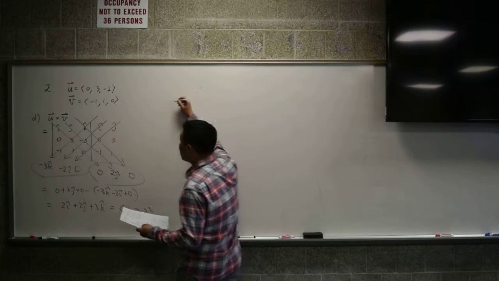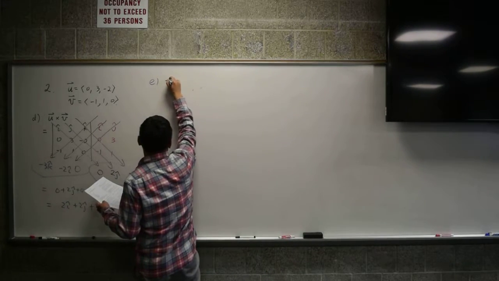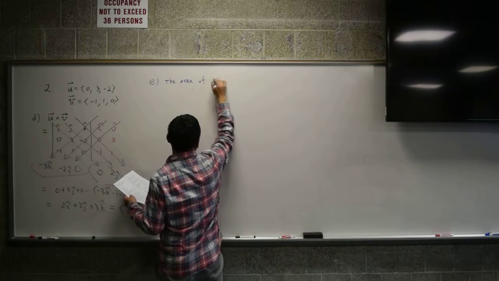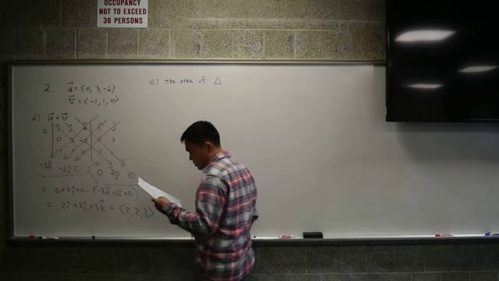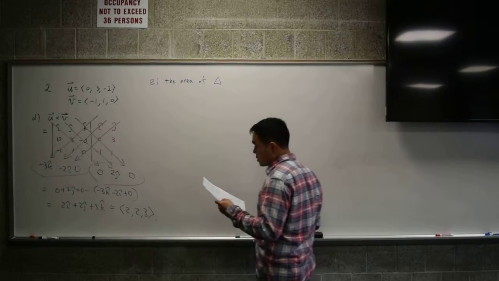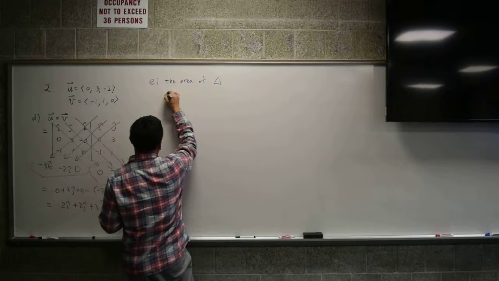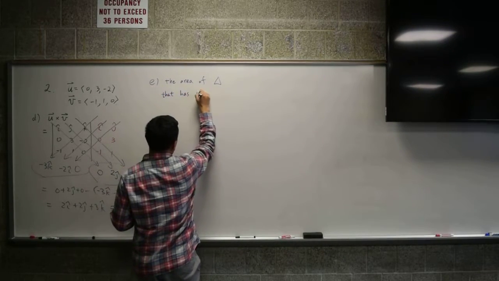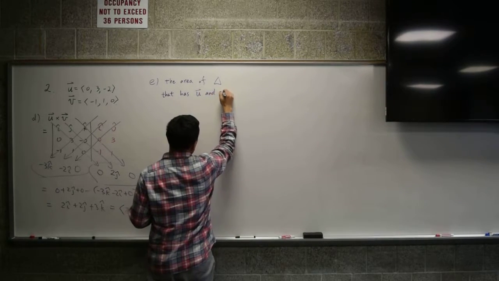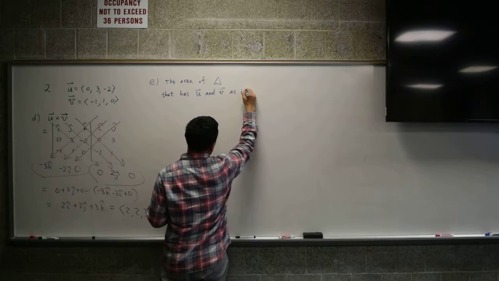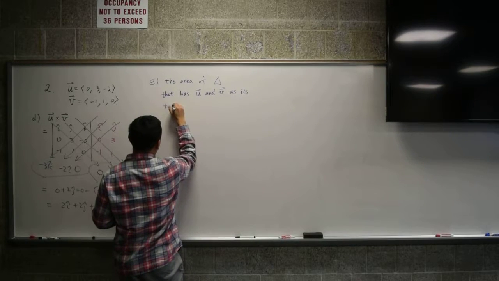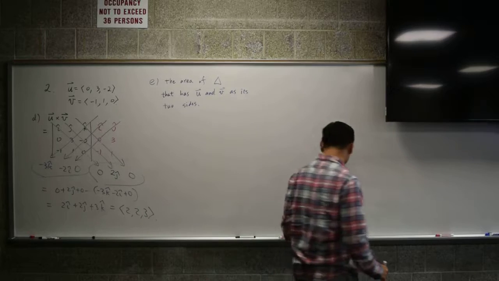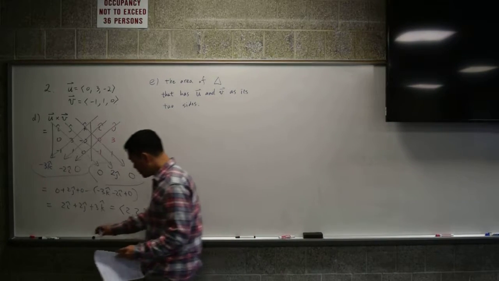Now, E asks for the area of the triangle that has U and V as its two sides. Now, how do you handle such a thing?